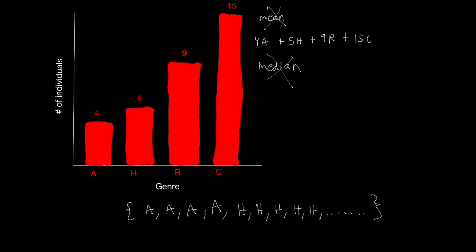However, what we can find is the most commonly occurred item, and that's obviously called the mode. So for the mode, we're not calculating anything, but we can see that the item with the most frequency was C, because it had a frequency of 15. So here the mode is going to be 15.